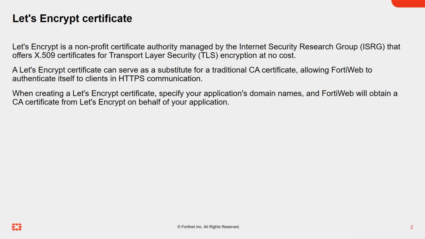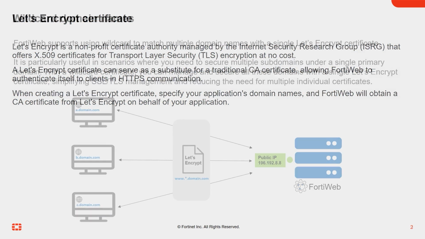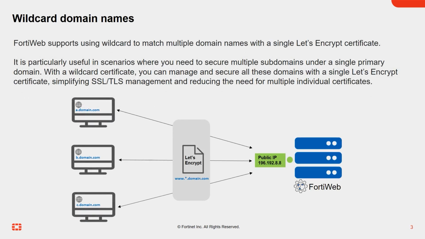Before we begin, let me quickly explain the purpose of this feature. A Let's Encrypt certificate serves as an alternative to a traditional CA certificate, allowing FortiWeb to authenticate with clients over HTTPS. Just provide your application's domain names, and FortiWeb will handle obtaining the certificate from Let's Encrypt. FortiWeb supports wildcard Let's Encrypt certificates, allowing you to secure multiple subdomains under a single primary domain. This simplifies SSL and TLS management and eliminates the need for multiple certificates.